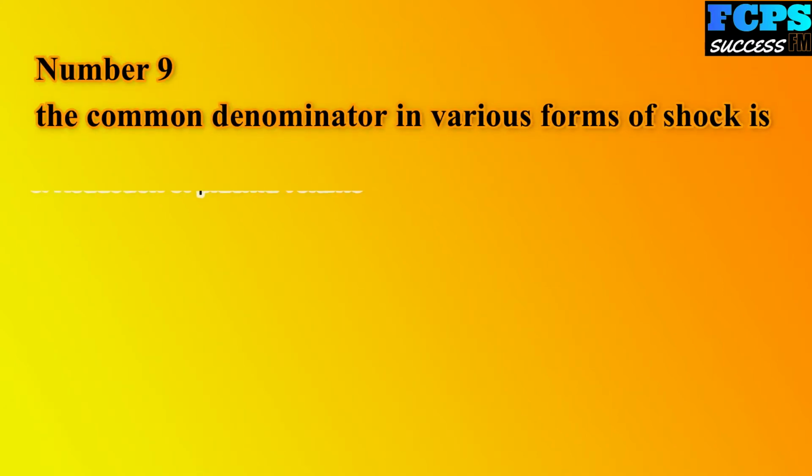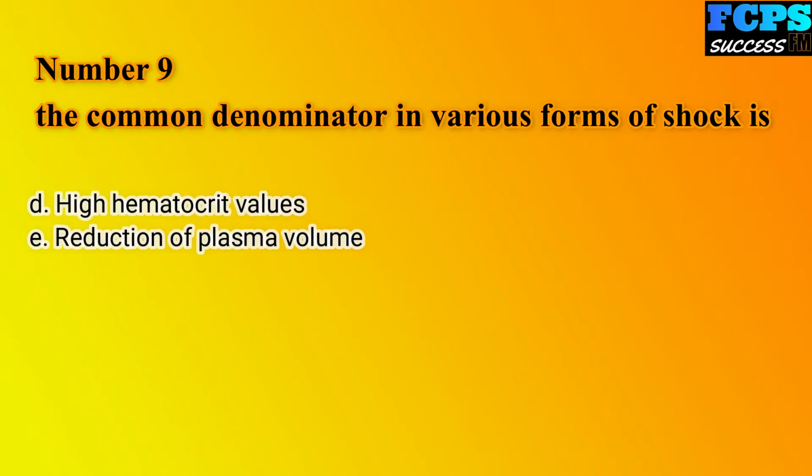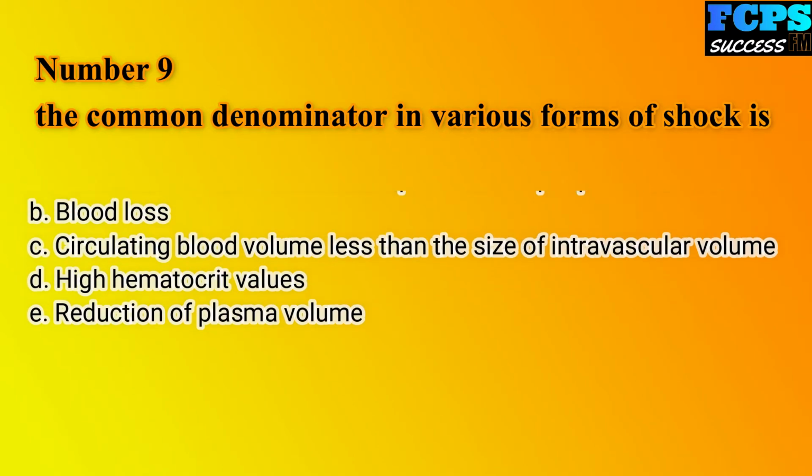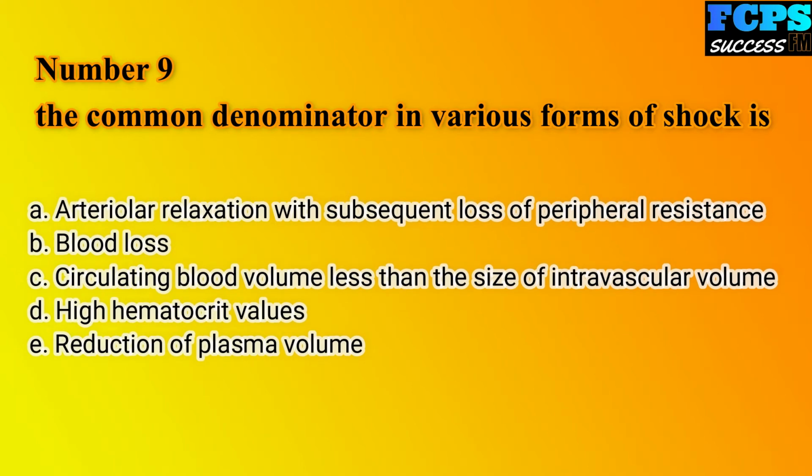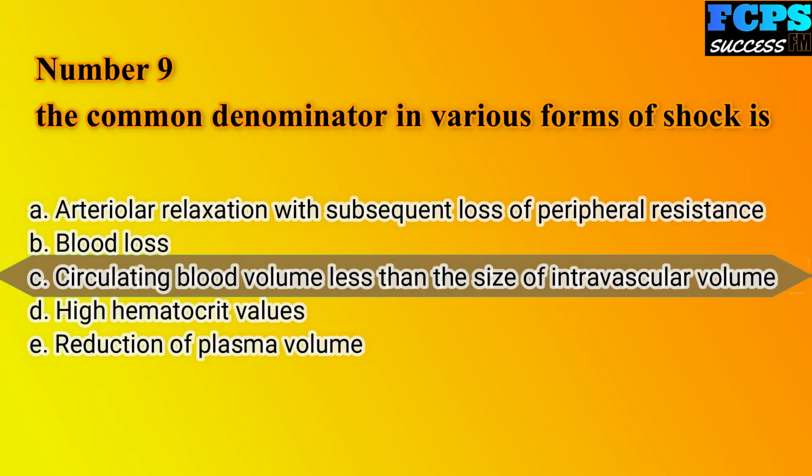Number 9. The common denominator in various forms of shock is A. Arteriolar relaxation with subsequent loss of peripheral resistance. B. Blood loss. C. Circulating blood volume less than the size of intravascular volume. D. High hematocrit values. E. Reduction of plasma volume. Correct is circulating blood volume less than the size of intravascular volume.